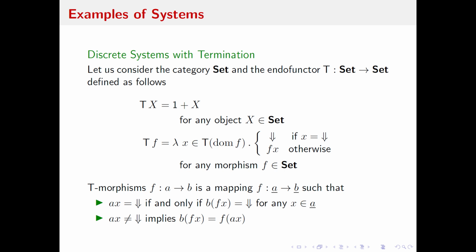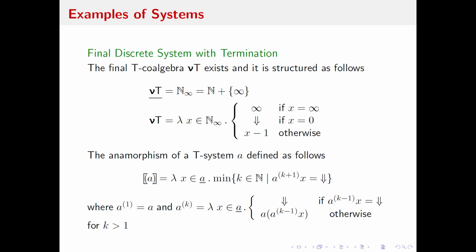The less trivial example is given by systems with termination. In contrast to the previous example, a system of this class cannot continue operating if it has reached some distinguished state. There is a final coalgebra for this category of systems. Its structure is shown on the slide.